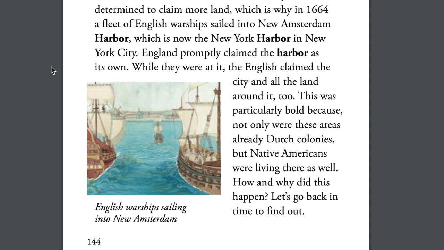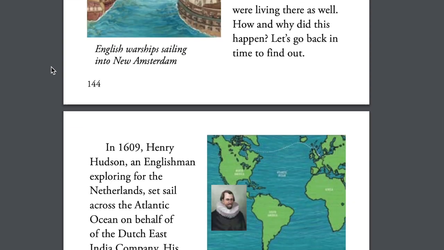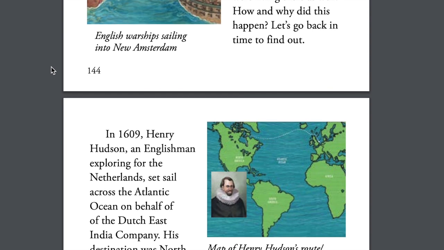This was particularly bold because not only were these areas already Dutch colonies, but Native Americans were living there as well. How and why did this happen? Let's go back in time to find out. In 1609, Henry Hudson, an Englishman exploring for the Netherlands, set sail across the Atlantic Ocean on behalf of the Dutch East India Company. His destination was North America.